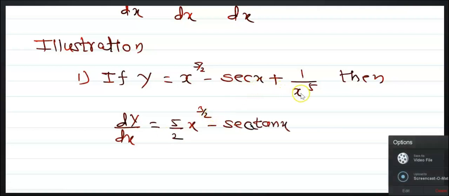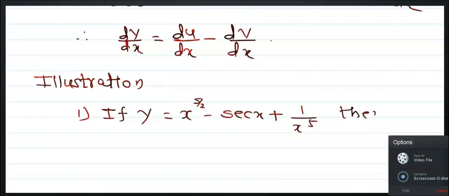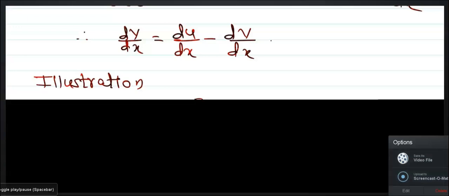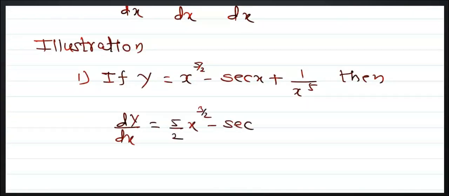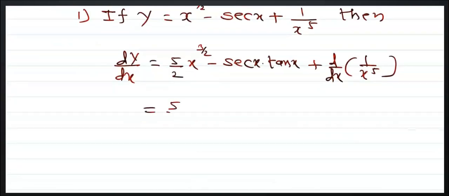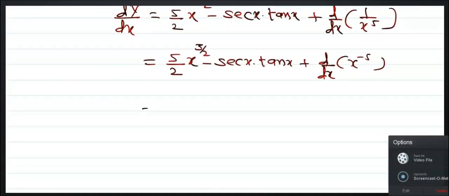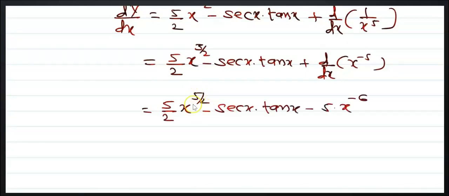Now every time we take a derivative, the power of x should be in the numerator. Therefore this can be written as d/dx of x raised to minus 5. We bring it to the numerator. Now the derivative of y is x raised to 5 by 2 minus sec x plus 1 upon x raised to 5. dy by dx is equal to 5 by 2 into x raised to 3 by 2 minus sec x into tan x. Now d/dx of x raised to minus 5, to find the derivative we can write minus 5 into x raised to minus 4. By mistake this is written as 5 by 2 but here it is 3 by 2.